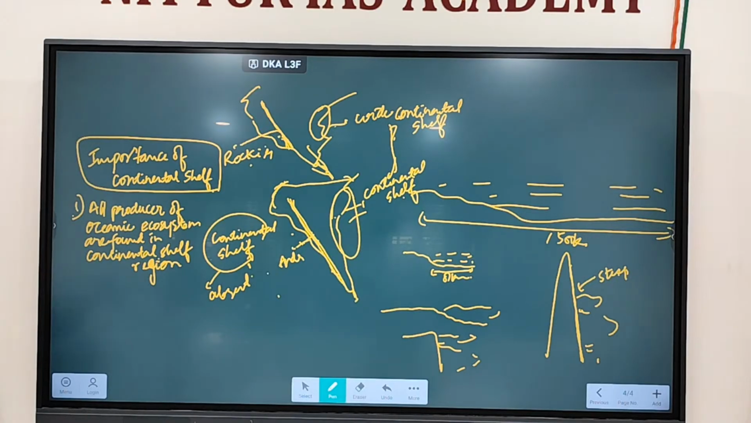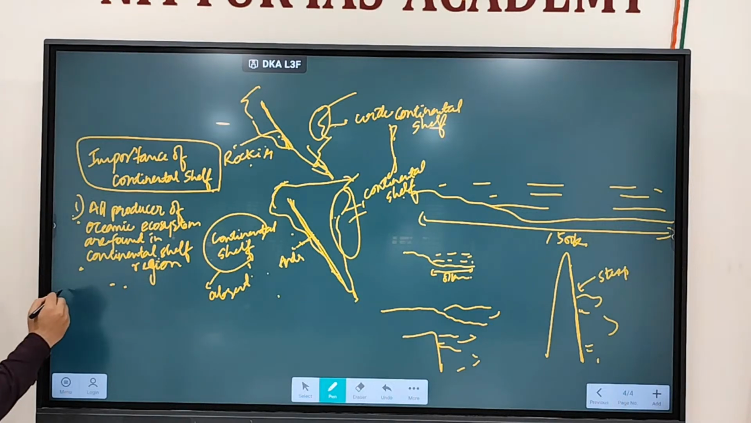And if algae will not be producing, then what will happen? You don't see fishes surviving, crabs surviving, other things surviving in the oceans. So all the producers of the oceanic ecosystem are generally found in the continental shelf region. Why? Because sunlight can easily penetrate in this region. The photosynthesis process can easily start in this particular region.